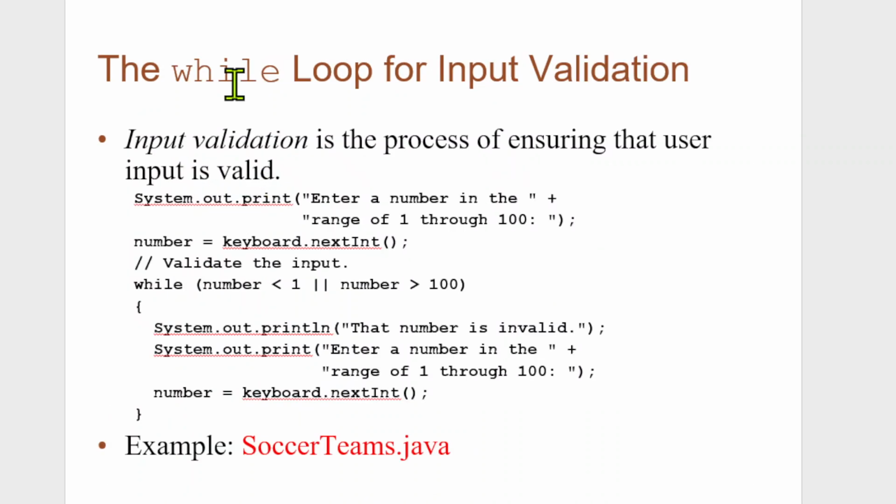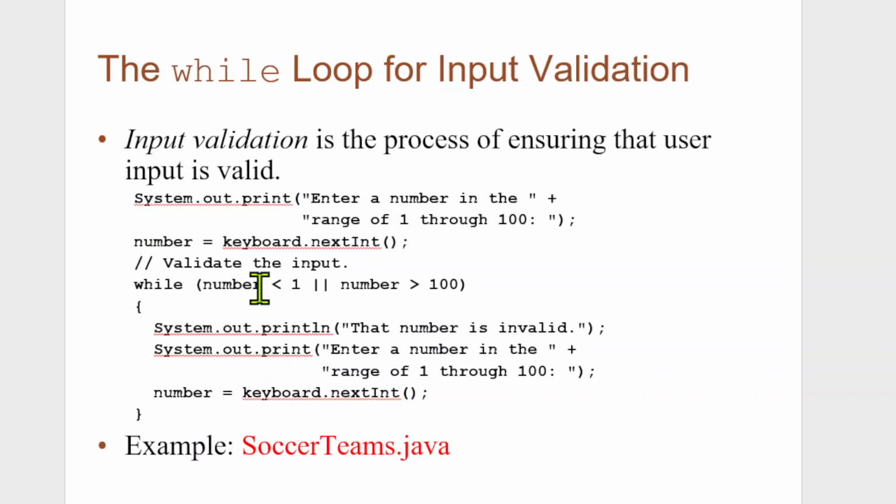So input validation is the process for ensuring the user's input is valid. We're going to say enter a number, range 1 through 100. We already instantiated our keyboard using our scanner up here. Remember, Scanner keyboard equals new Scanner(System.in), where System.in by itself is your keyboard. So to validate, we're going to ask for an integer, and you're going to give a number.